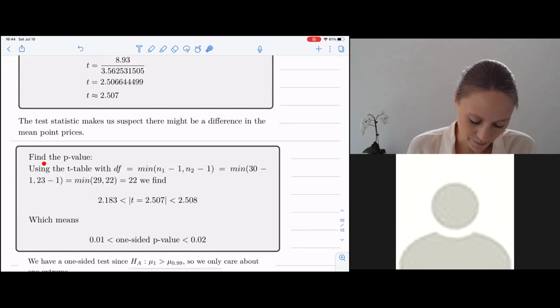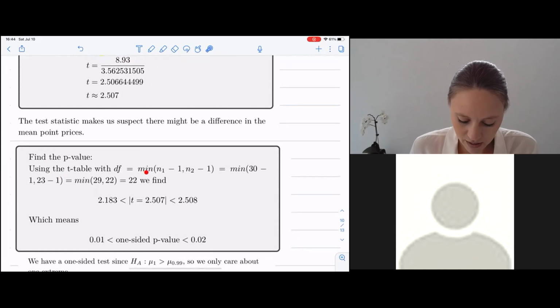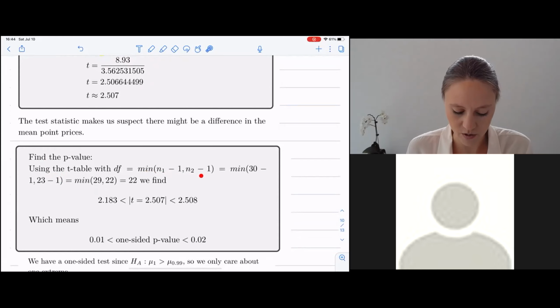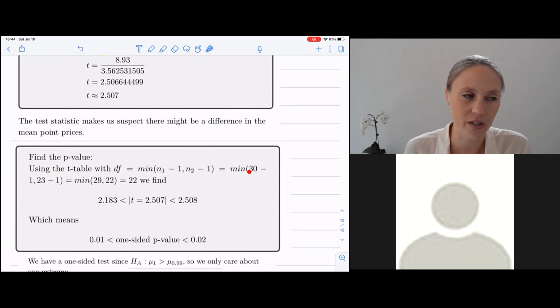So the p-value, first we have to find our degrees of freedom, and we're just using the simplified one, right? Which is the minimum of n1 minus 1 and n2 minus 1. Notice that I'm doing the calculation inside here, and I want you to do the same, right, when you're doing your work. So the minimum of 30 minus 1 or 23 minus 1, we know it's going to be 22, but I want you to show it, right? And so the minimum of 29 or 22 is 22, right? And so that's how we get to the degrees of freedom.